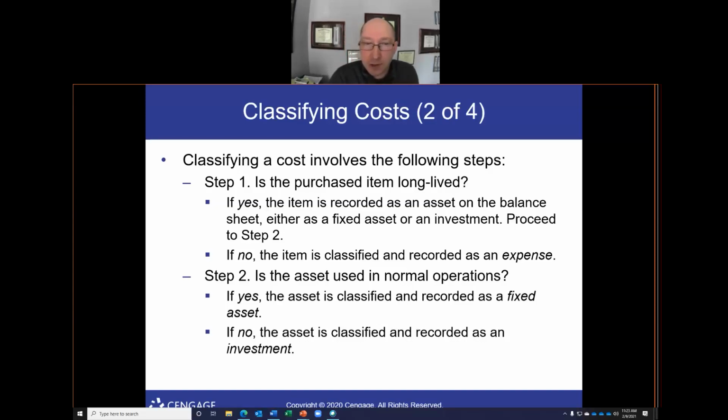Remember, here's the difference. Fixed asset means we use it in everyday operations of the business. Property, plant, and equipment, we use that stuff for normal operations of the business. An investment is something that we purchase but is not used in the day-to-day operations of the business. An example would be we expect to expand, we might not, we'll purchase the land anyway, and then if we decide not to expand, we could later sell it.